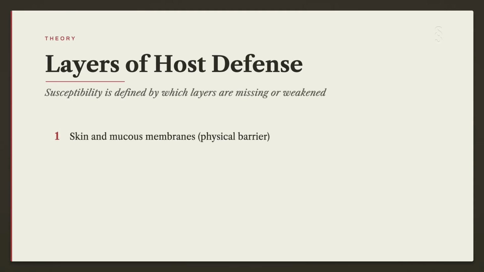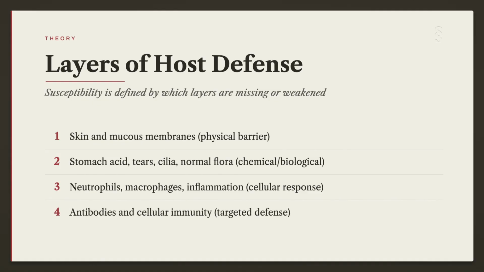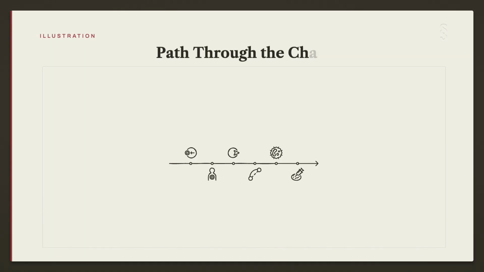Intact skin and mucous membranes form a physical barrier. Stomach acid, tears, cilia, and normal flora add chemical protection. Neutrophils and macrophages respond to what gets through, and antibodies supply targeted immunity. A client is susceptible to the degree these layers are missing or weakened.